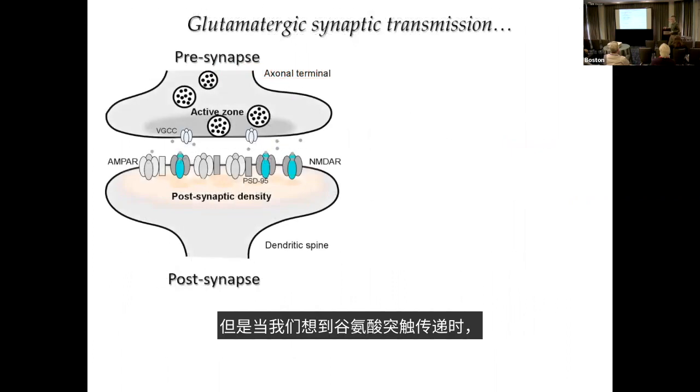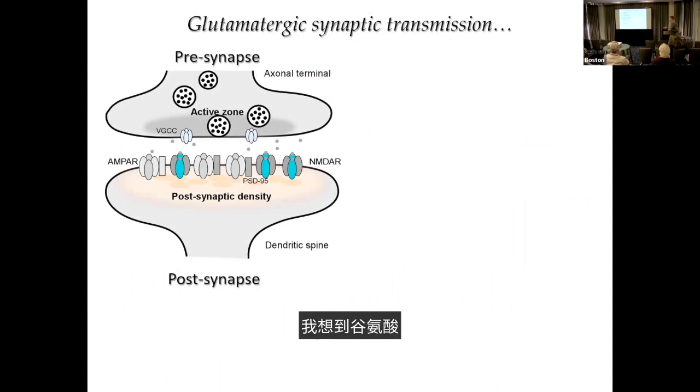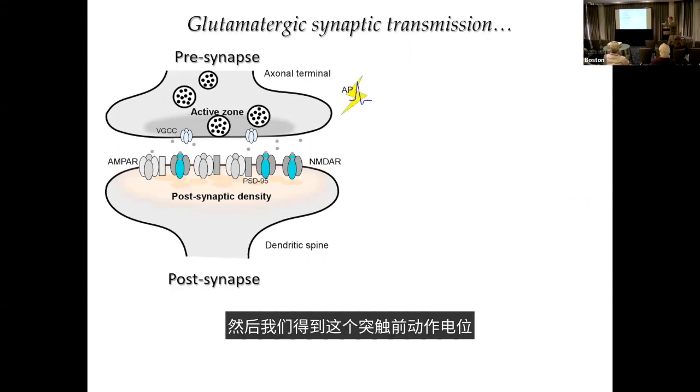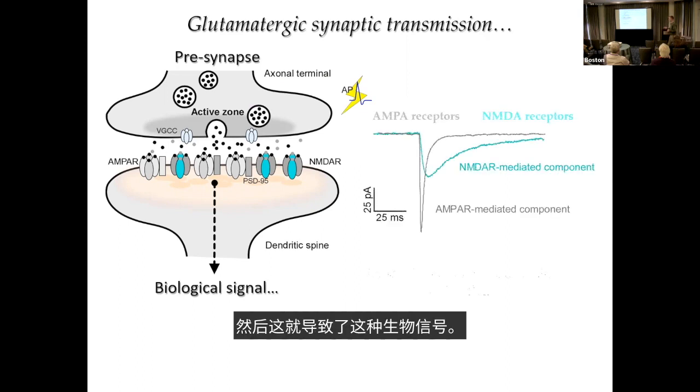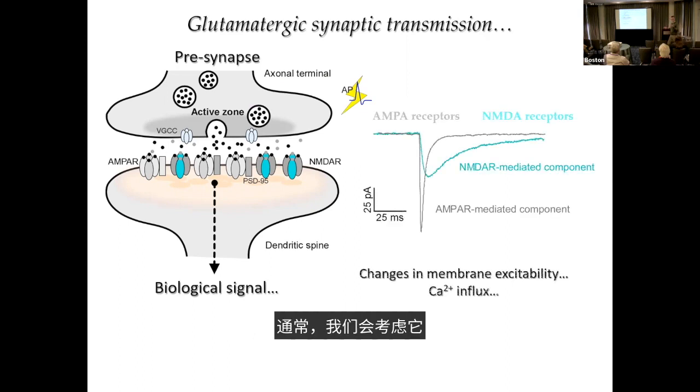But when we think about glutamate synaptic transmission, as I've done throughout my career, working on this for 25-plus years, I think about glutamate being present at a synapse. We get a presynaptic action potential that causes the vesicular release of glutamate, which is represented in black, that interacts with the postsynaptic receptors, AMPA and NMDA receptors. And then that leads to this biological signal. Typically, we think about it in terms of ionotropic function.